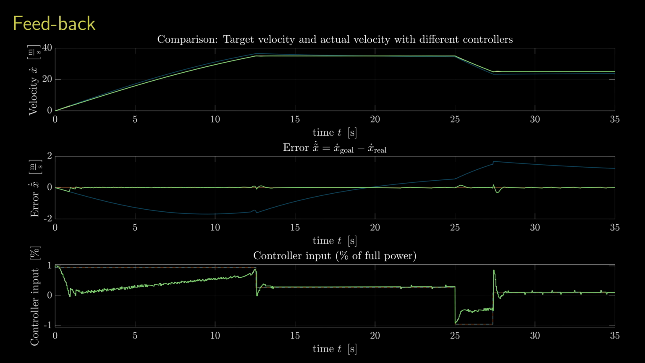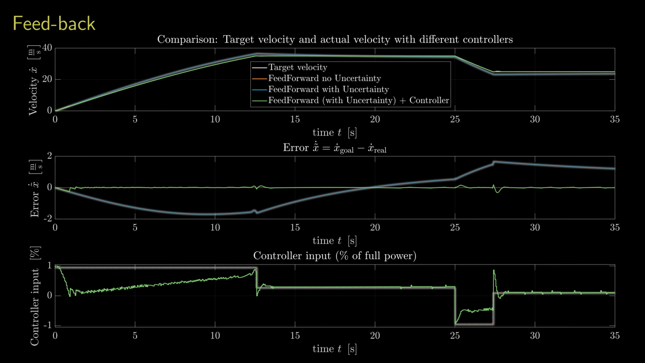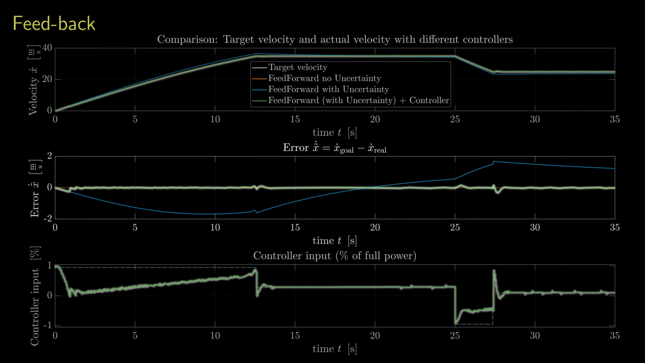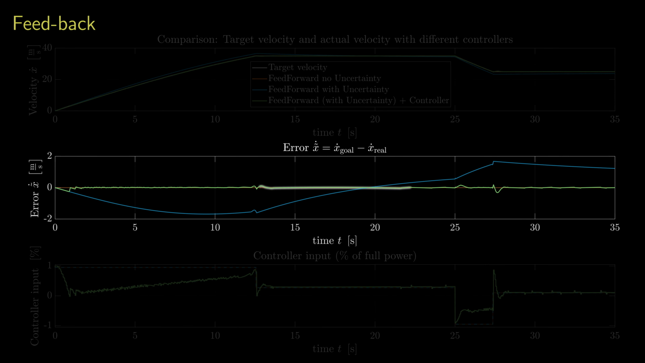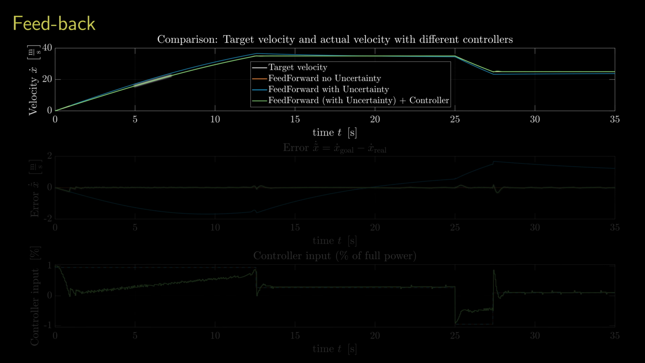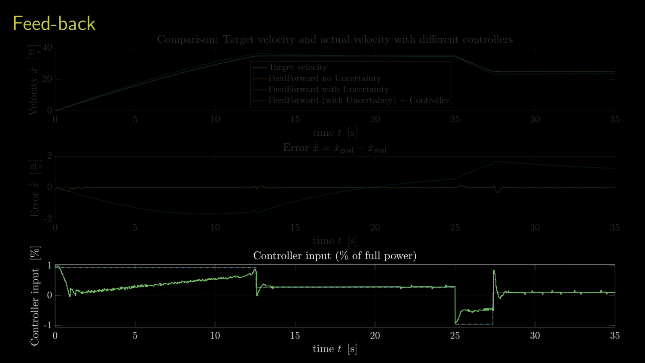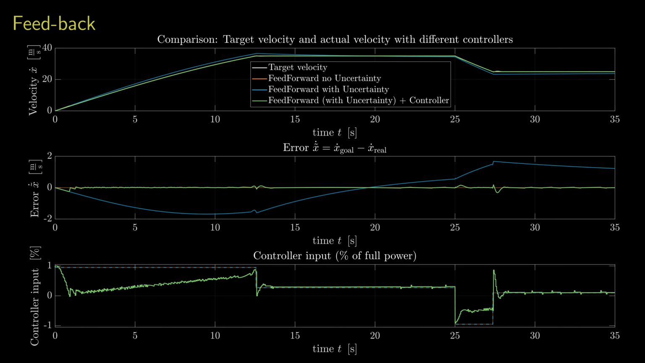But as you can see, if we compare the simulation with pure feed forward to the one with the added controller, our error is a lot smaller, and we managed to pretty much follow our desired target velocity very closely. What you are also able to see is how big the difference between the actually required control input and the pre-planned input is, all coming from our parameter uncertainty.